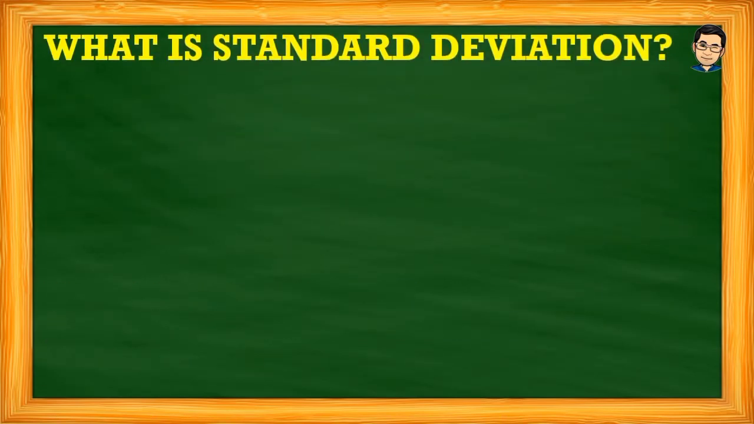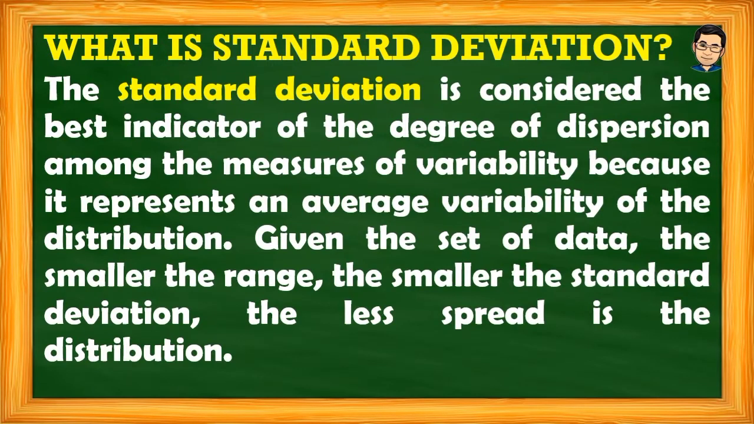So, what about standard deviation? The standard deviation is considered the best indicator of the degree of the dispersion among the measures of variability because it represents an average variability of the distribution. Yan ang pinakagamit talaga kapag measures of dispersion or degree of dispersion ang pinag-uusapan natin, kung gaano kalapit, gaano kalayo yung mga scores, yung mga data na ina-analyze natin.